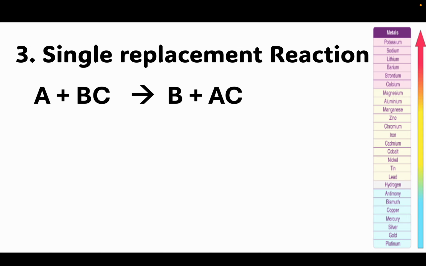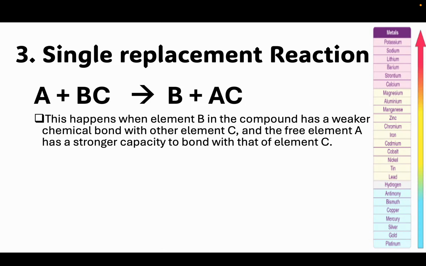So, here is its equation. A plus BC, the resulting product is B plus AC. This happens when element B in the compound has a weaker chemical bond with the other element C, and the free element A has a stronger capacity to bond with element C.